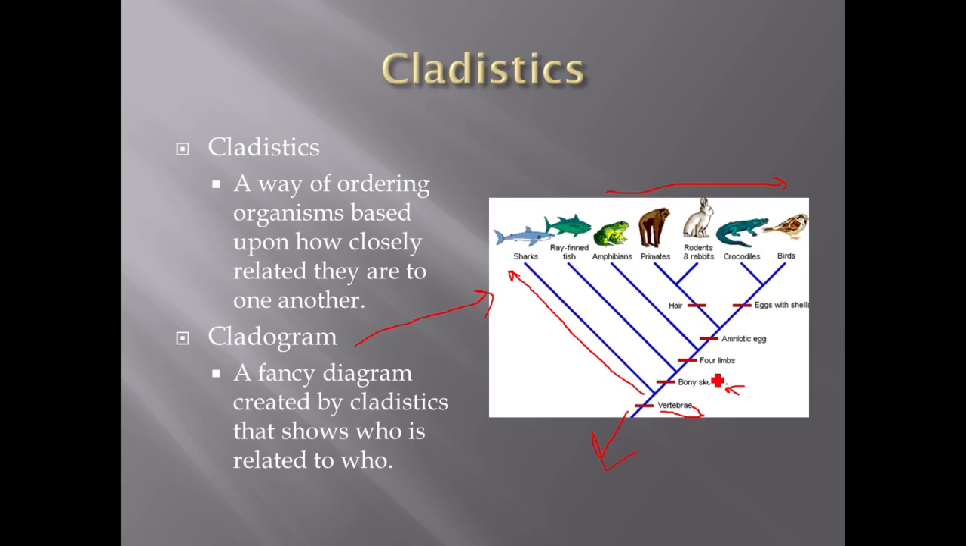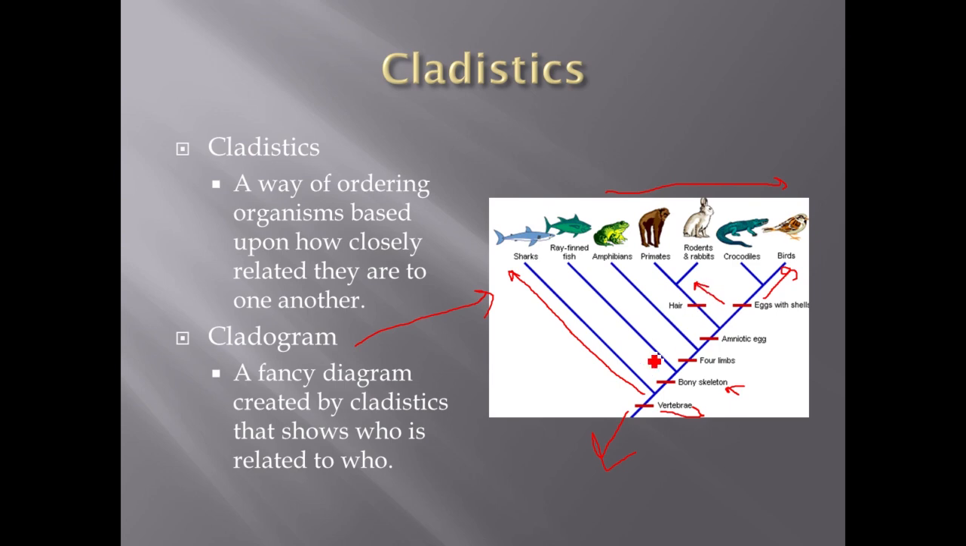Now, if you have 4 limbs, well, guess what? Everything from here on up has 4 limbs. Okay, sweet. If you have what's called an amniotic egg, which is a very fancy term, basically it means you have a thing called amnion inside the egg, which everything above here does. That means that you are one of these animals right here. Now you can move farther up. If say you have hair, okay, well if you have hair, you're going this direction. If you have eggs with shells, you're going this direction over here. So this direction here is eggs and shells. This direction over here is going to be having hair.